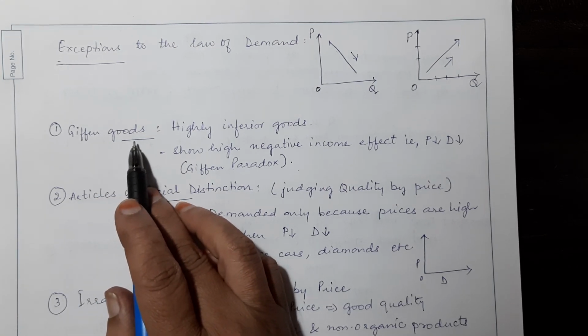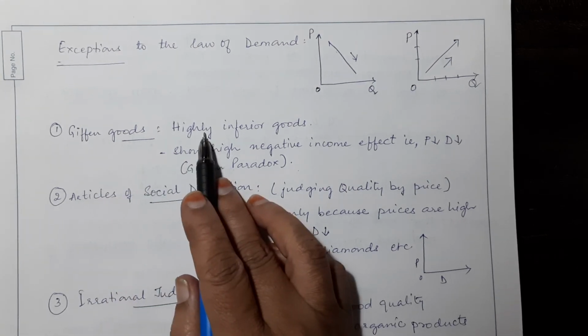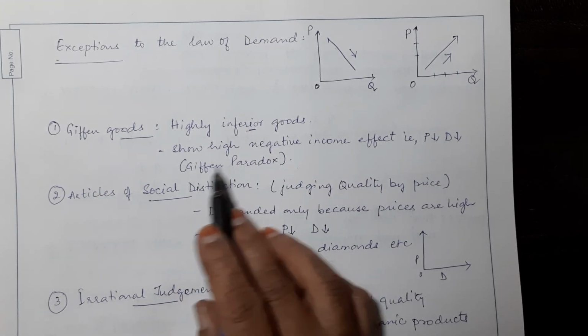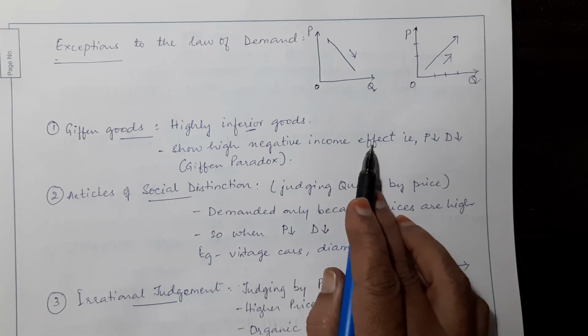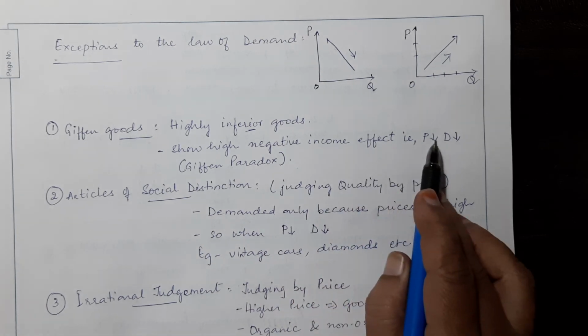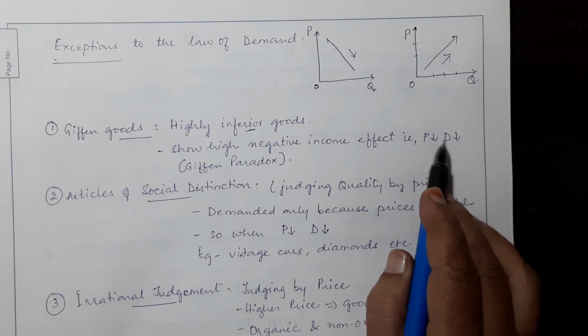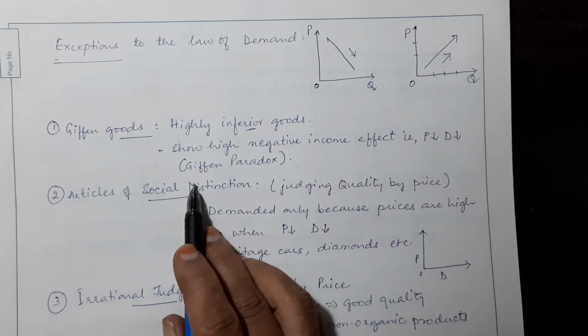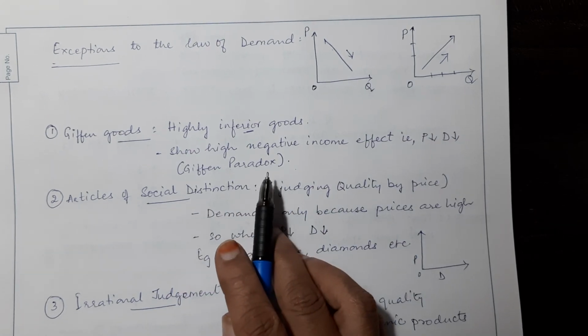The first exception to this is Giffen goods. What are Giffen goods? Giffen goods are highly inferior goods. They show a high negative income effect. That is, when prices of these goods fall, the demand also falls. So as the price falls, the demand also falls. This is otherwise called the Giffen paradox.